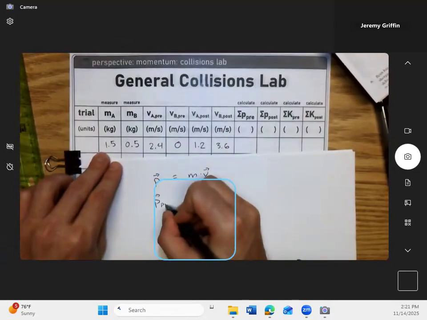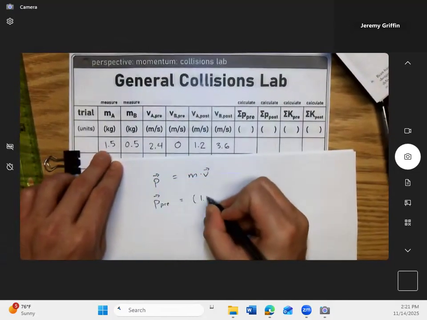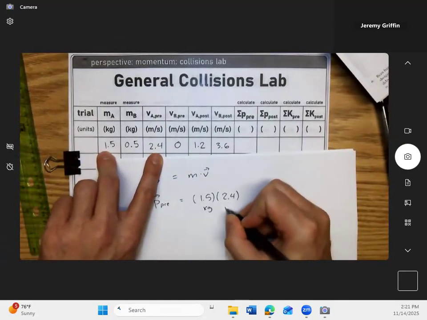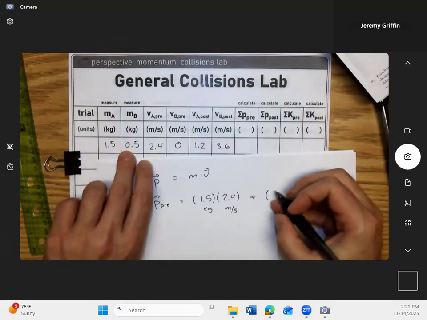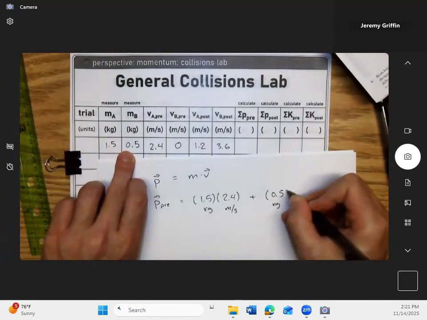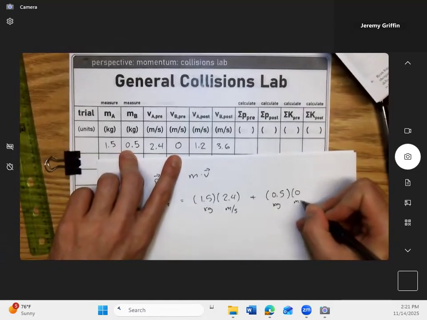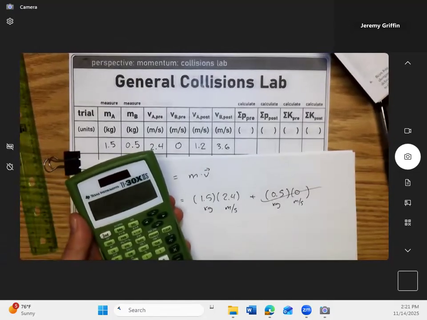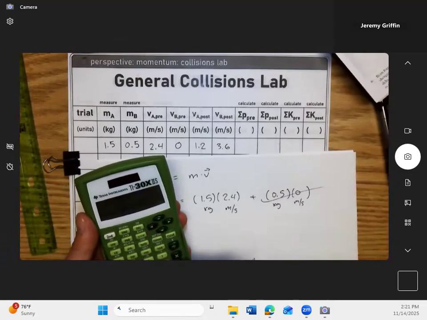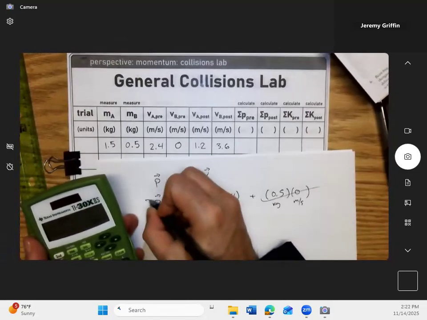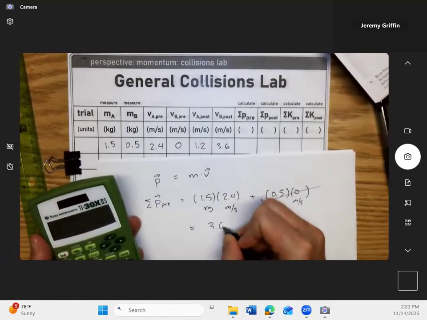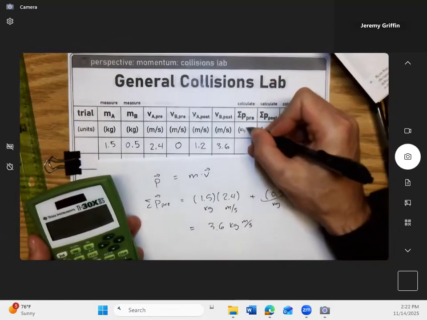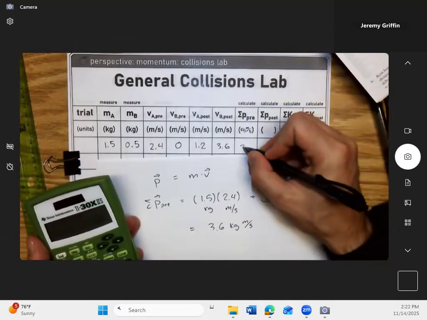So momentum pre-collision would be the mass of cart A, 1.5 kilograms, times the pre-collision velocity of 2.4 meters per second, plus cart B, which was 0.5 kilogram mass but at rest, so it didn't add to the momentum. That doesn't count for anything anyway. So it's 1.5 times 2.4. The sum of momentum before the collision was 3.6 kilogram meters per second. The unit is kilogram meters per second, and the number here happens to be 3.6.